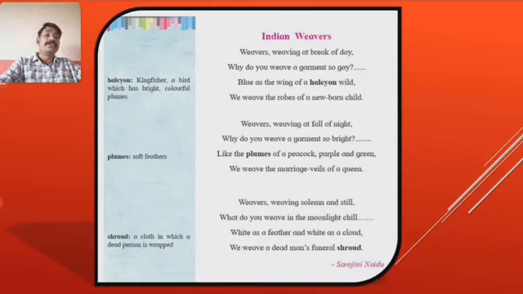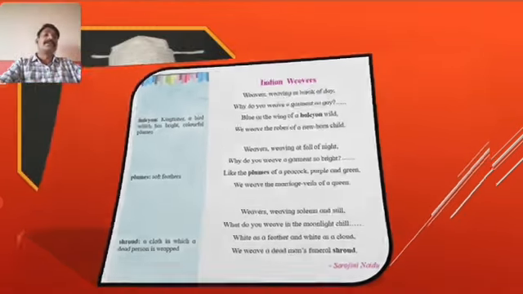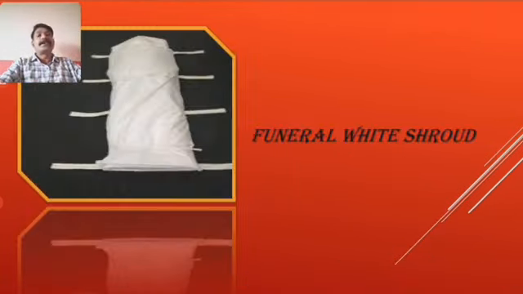In response to the same question, white as a feather and white as a cloud, we weave a dead man's funeral shroud. Funeral. Actually, this is the last stage of life, the funeral white shroud. You are looking at the dead body which is wrapped up in the white shroud.